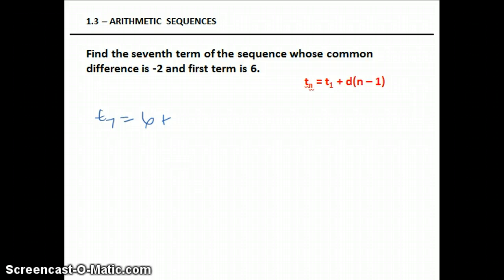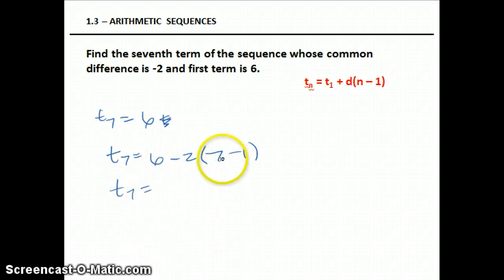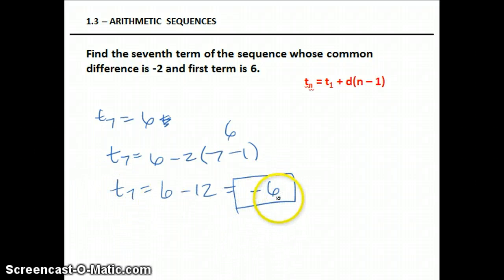Therefore, it's not letting me erase. I'm going to rewrite it then. t sub 7, hold everything. t sub 7 equals 6 minus 2 times, what is my n? It is a 7 minus 1. So t sub 7 equals, I cannot subtract first, 7 minus 1 is 6. 6 times 2, it's going to be 6 minus 12, which is -6. My seventh term is -6.